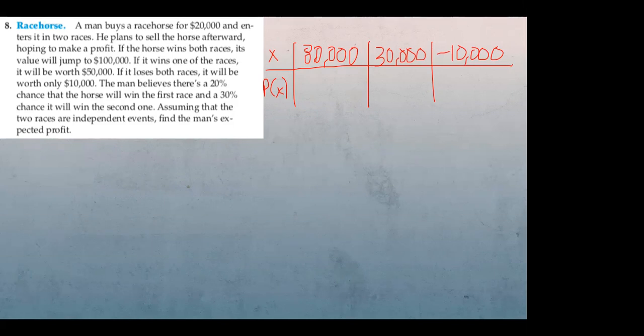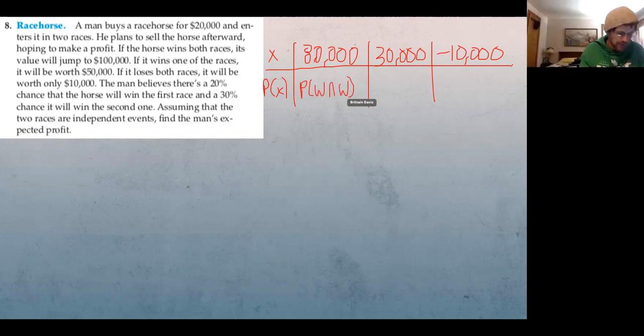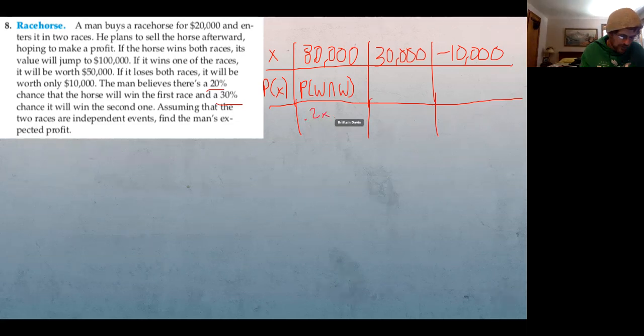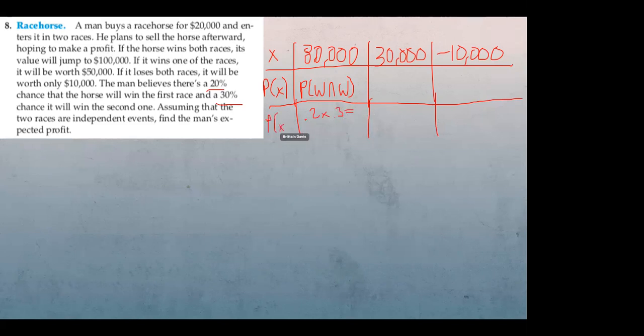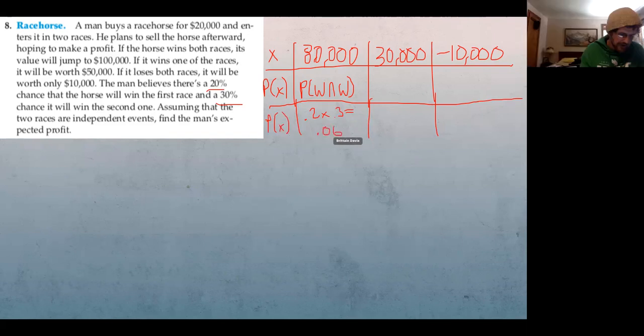To win the 80,000, you have to win both races. So you would multiply the chances of winning each individual race together. There you go. Probability of a win and a win. Let's create another row for this. We know that it says here 20% chance he wins the first race, 30% chance he wins the second one. So there we go. We just multiply those together, and we get a probability of 0.06. All right, so we're good with the first one.